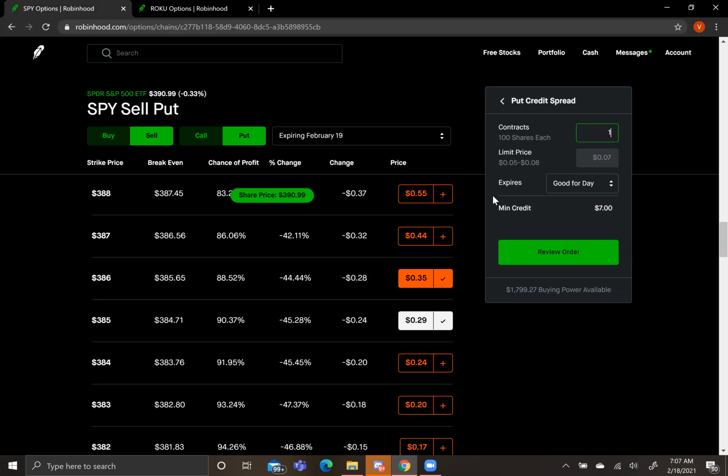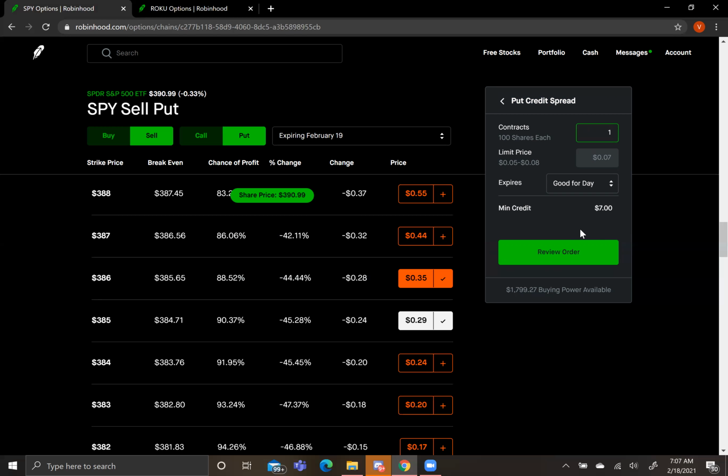And then for every $100 that you give up to Robinhood per contract, you get a minimum credit of $7. That $7 doesn't seem like a whole lot, but that's a 7% return. For $100, that's $7. For $1,000, that would be $70. And for $10,000, that would be about $700. So you just have to think in percentages, and that's how I do it. I would recommend you do it the same way too.